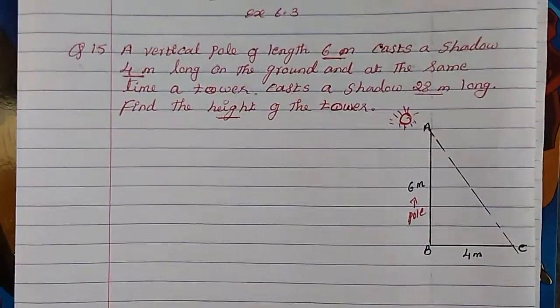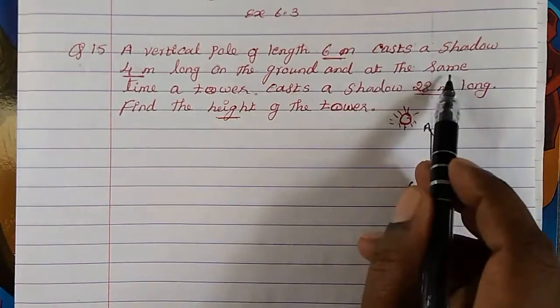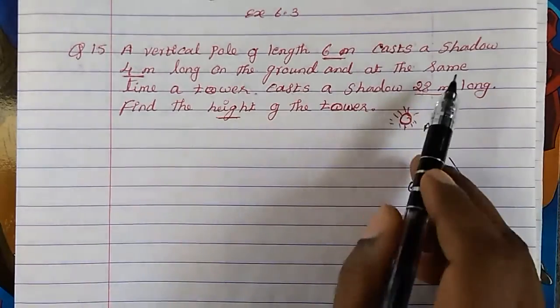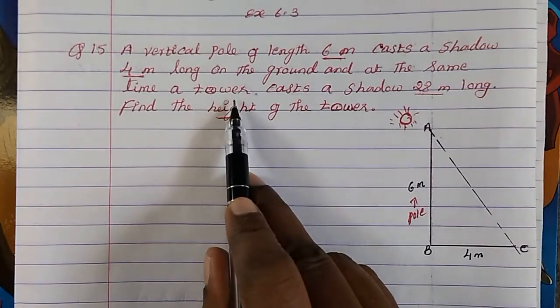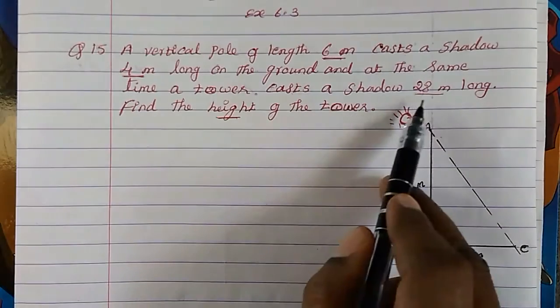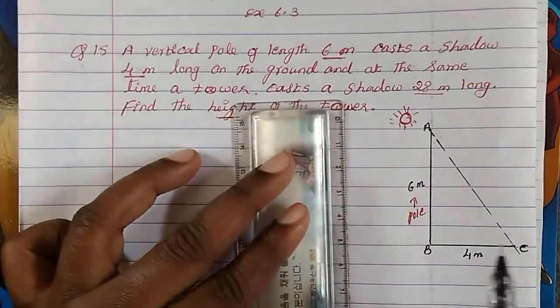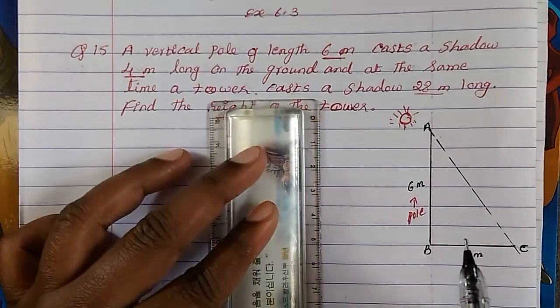So now, same way, at the same time when the sun is in the same position, there is a tower, and that tower also is casting a shadow. So there is a tower. We don't know how big the tower is.